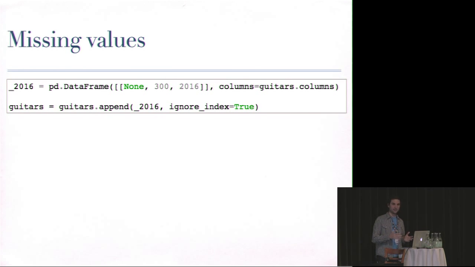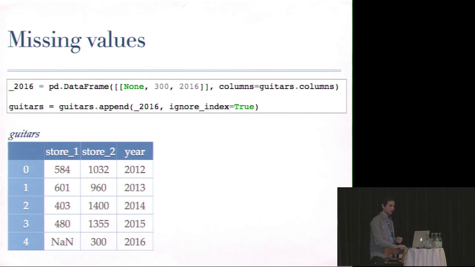So one thing that Pandas really excels at is dealing with missing values. Here I'm creating a new data frame with 1 missing value. None gets interpreted as a missing value. And I'm appending that data frame to my original guitars data frame. So essentially, I'm adding a new row to the bottom. So here's the resulting data frame. You can see that in this representation, the None value becomes NaN, for not a number.